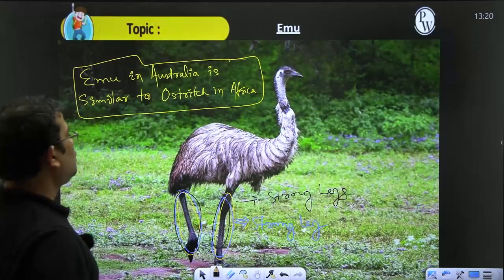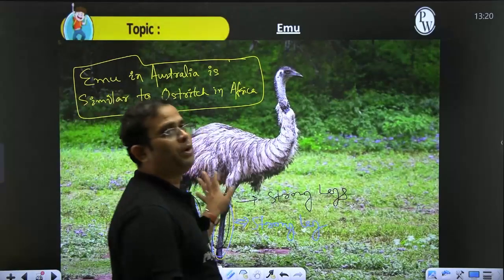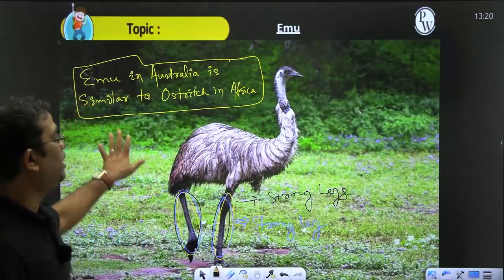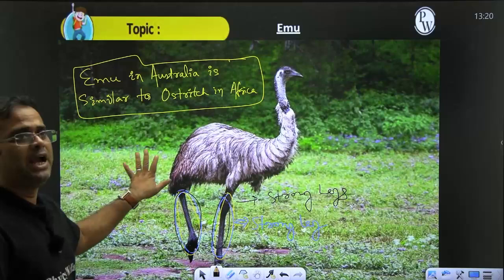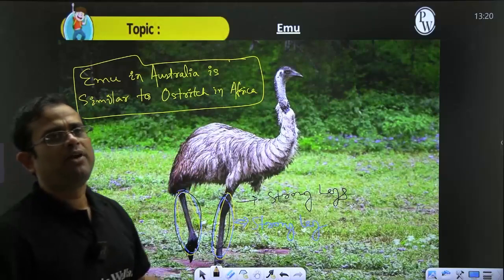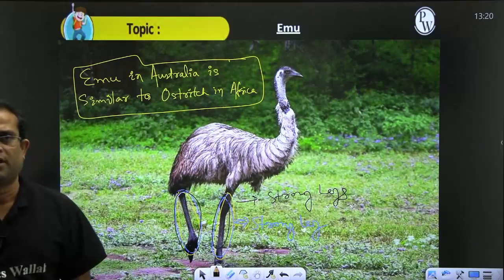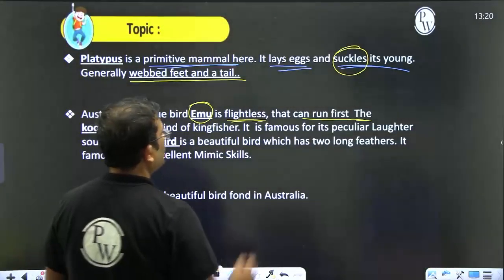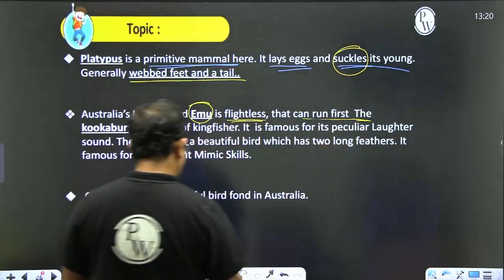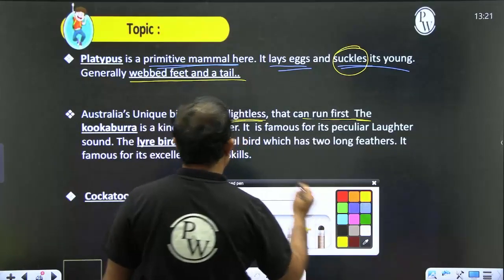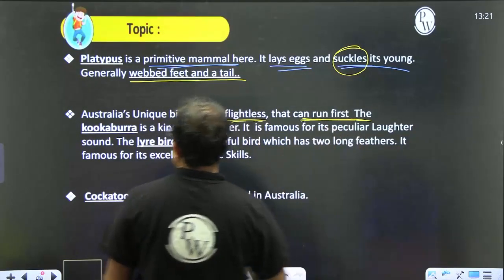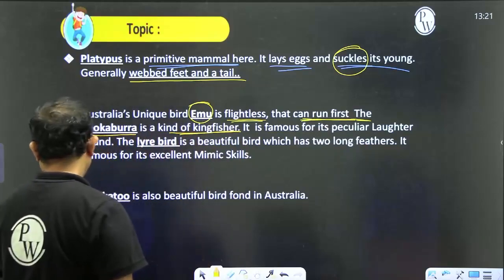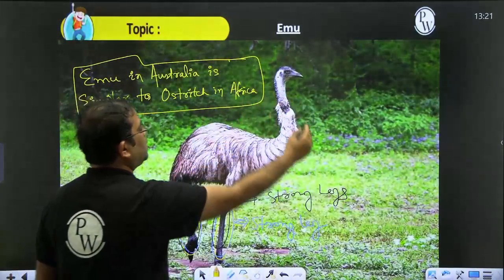Even the emu, this variety of ostrich, lays eggs, and emu eggs are very expensive in the market. Next we can see they can run very fast. The emu can run very fast. So we came to know that the emu runs very fast.